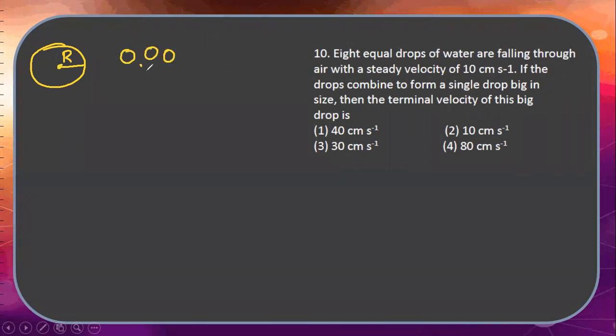8 drops, each of radius, is taken as small r. Small r is the radius of each drop. First of all, we have to take the relation between the capital R and the small r. Whenever we do this, the volume of the big drop is equal to the volume of all n drops.